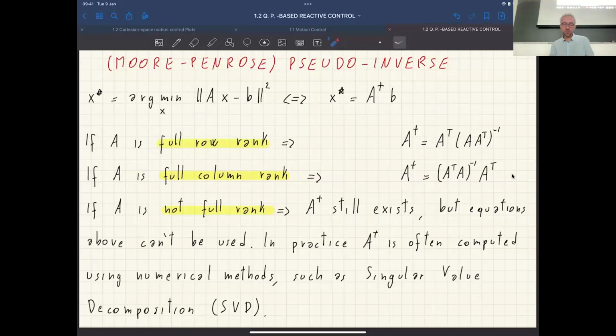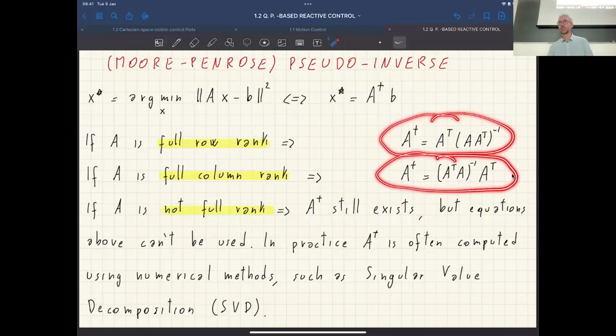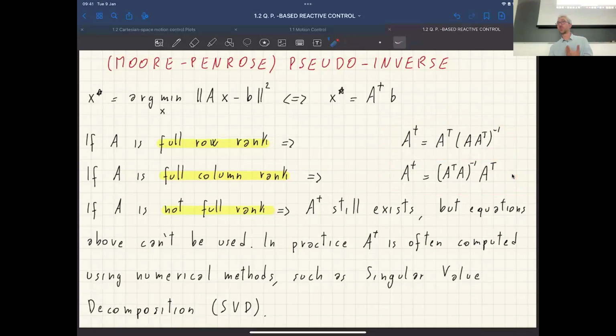So in practice, the software that you use for computing pseudo-inverses never relies on these expressions. They always rely on numerical techniques for evaluating the pseudo-inverse. So it doesn't matter if it's full row rank, full column rank. It's always going to use the numerical algorithm, which is much more robust to numerical issues, and so it's always going to work. Period. So we're not going to care to look at the rank of the matrix A.